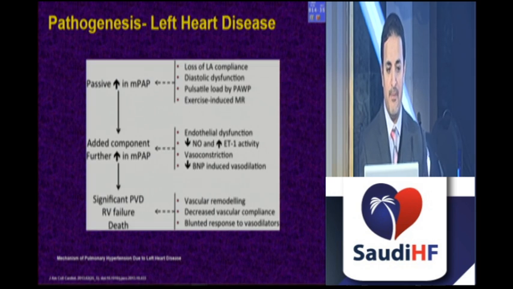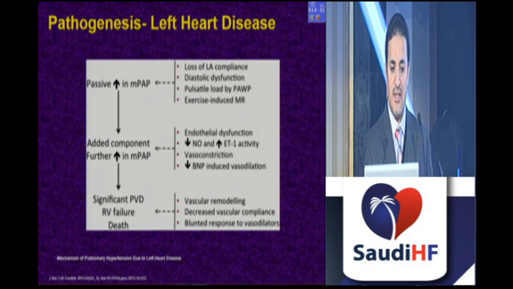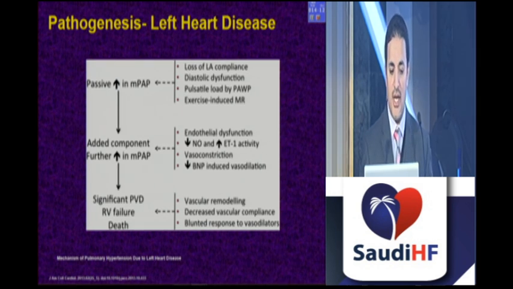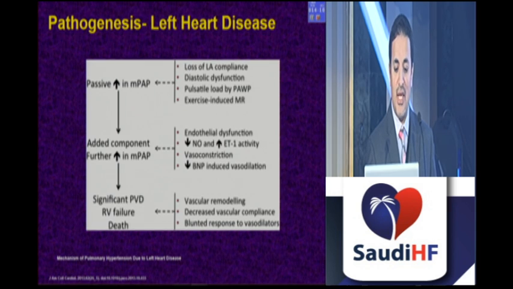In the setting of left heart disease, there is obviously the passive increase in the mean pulmonary artery pressure because of the primary pathology on the left side. This leads to an added component of pulmonary artery increasing pressures because of endothelial dysfunction and decreased nitric oxide, and ultimately this becomes a fixed pathology in the form of vascular remodeling and decreased vascular compliance.